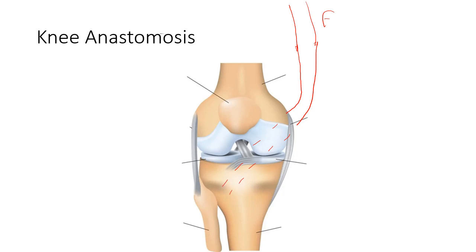Since we're looking at an anterior view, by the way, this is the medial side, and this is the lateral side. This is the popliteal artery going in the popliteal fossa. It's going to give two branches: the posterior tibial artery and the anterior tibial artery. So anterior tibial and posterior tibial.